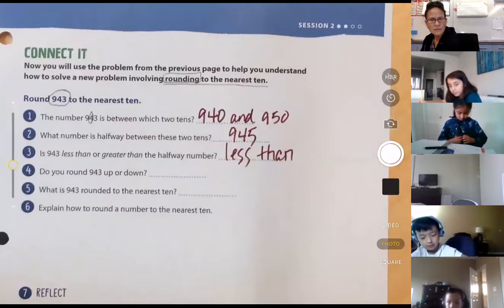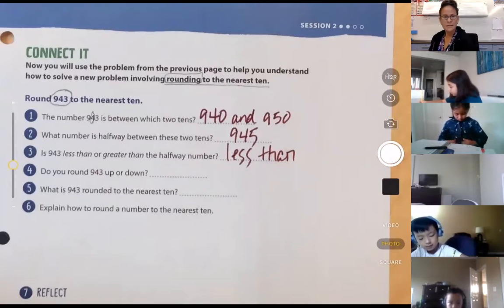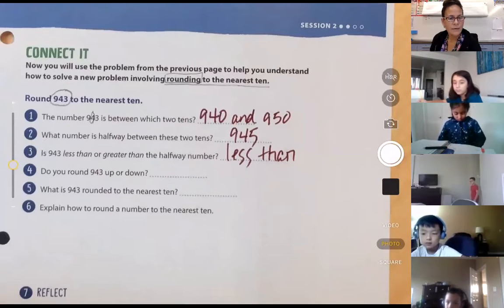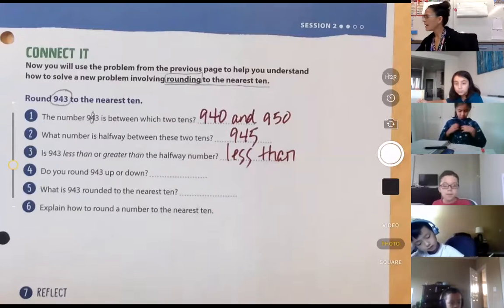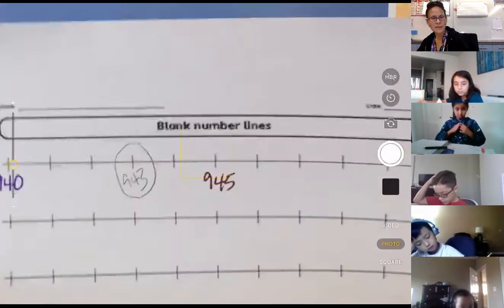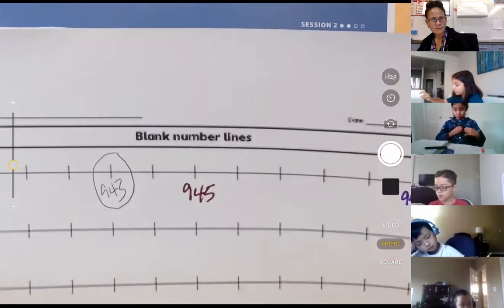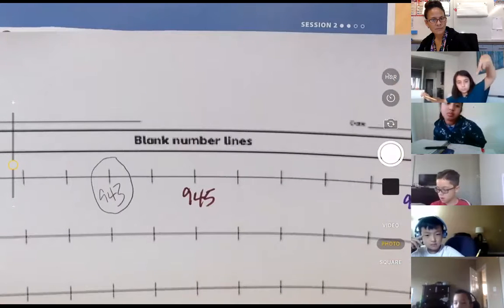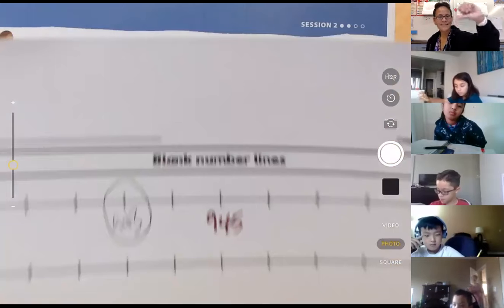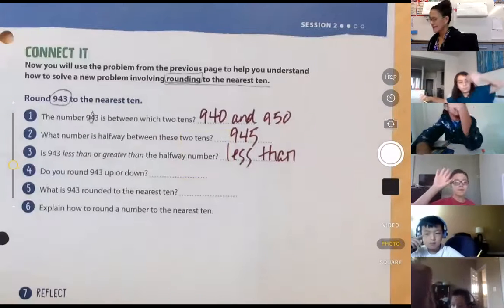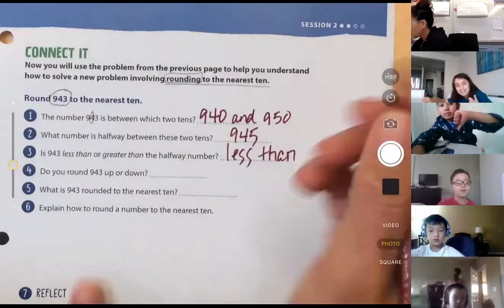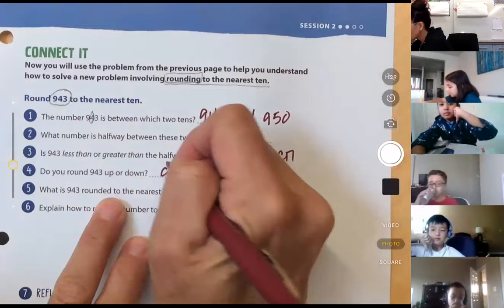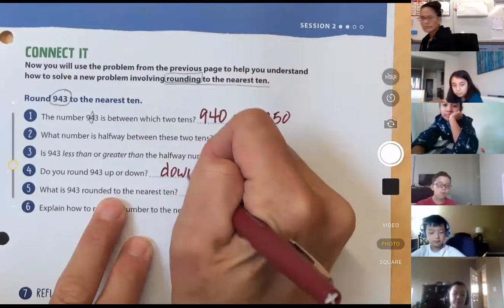All right, question number 4. So based on all of this, do you round 943 up or down? Do you round it up or do you round it down? Going back to our pictorial, I'm seeing all the thumbs going like this. Yep, you round down.